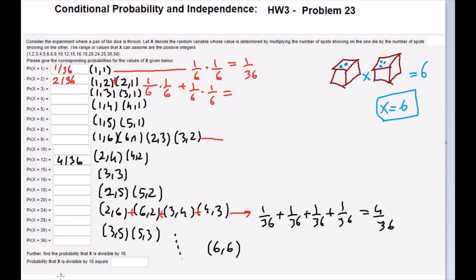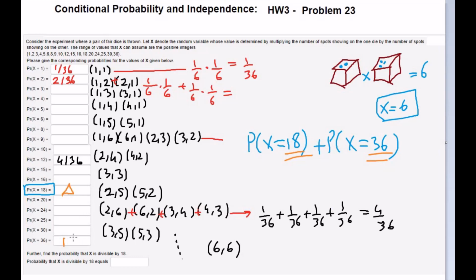Part B, find the probability that x is divisible by 18. Divisible by 18, we need only two values of x. Probability that x is equal to 18 plus probability that x is equal to 36, because those are the only two numbers that are divisible by 18. So whatever value you find here plus whatever value you find here will be added. So that's it for this conditional probability and independence review.